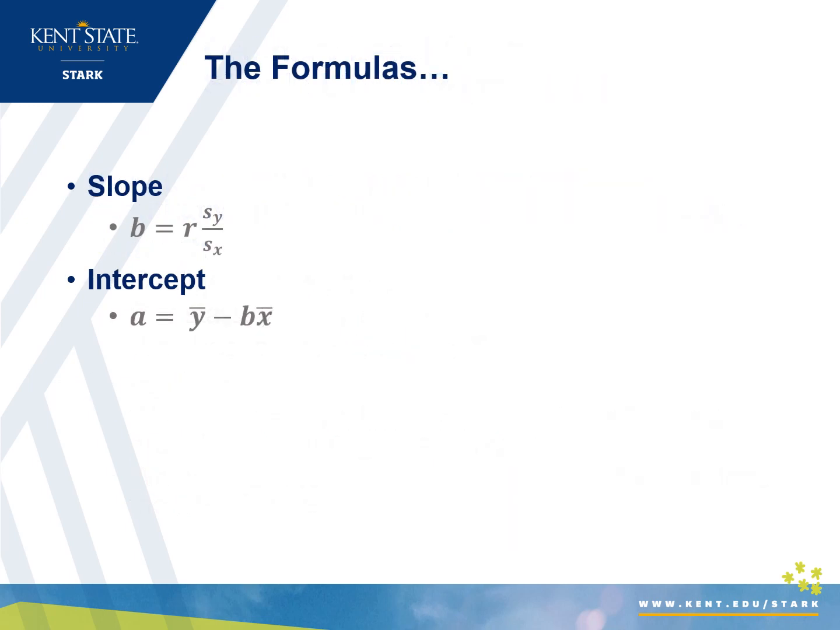Here are the formulas. I wouldn't bother memorizing them. The key that I'll point out: notice that the slope is based on the correlation. So a negative correlation will give a negative slope. Positive correlation would give a positive slope. And that's exactly what we want to have happen.